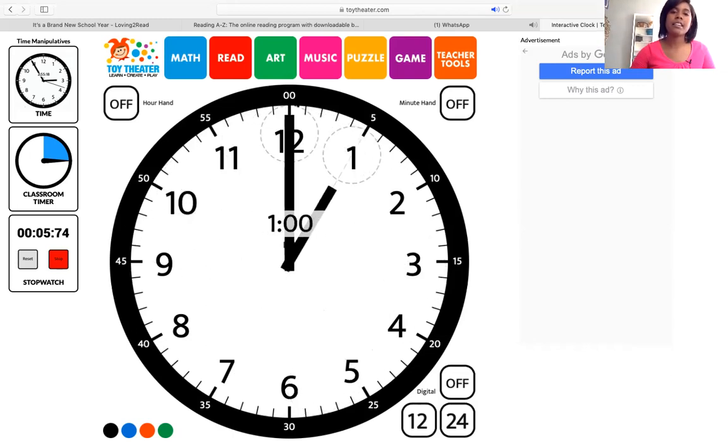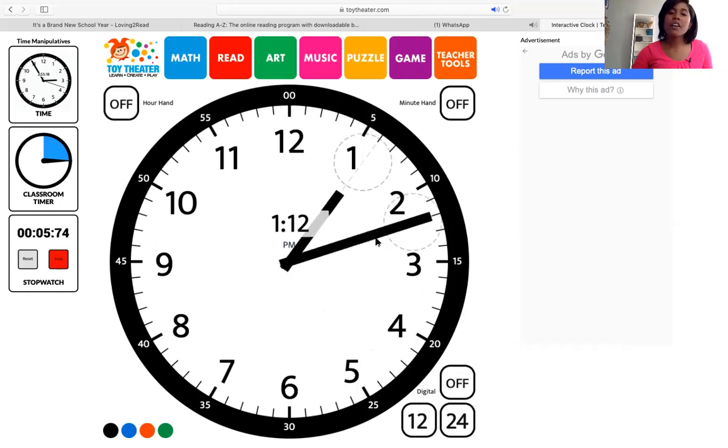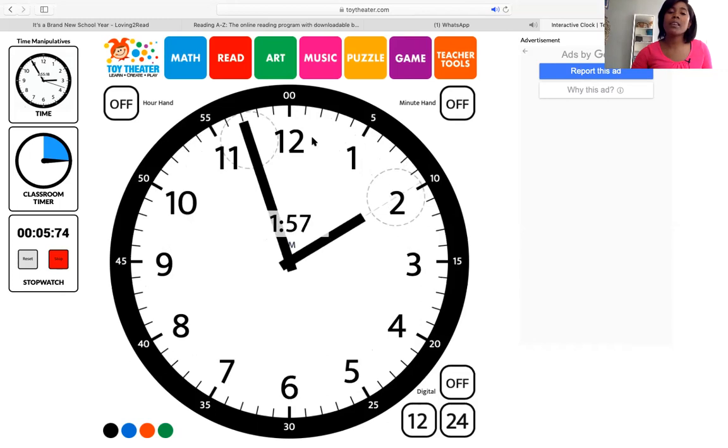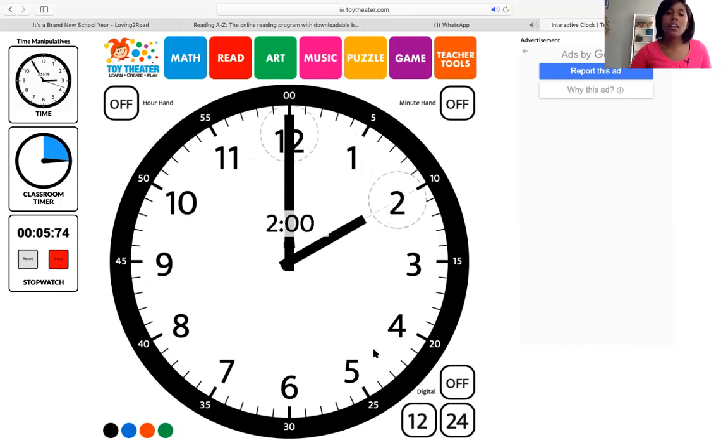So let's change to another number to see if you can tell us what time it is. Great job. It's 1 o'clock. And we continue, that process repeats all over again. It's 2 o'clock. We can say 3 o'clock, 4 o'clock, 5 o'clock, 6 o'clock. The hour hand needs to be moving around the big numbers, and whenever the minute hand is on the number 12, we say o'clock.